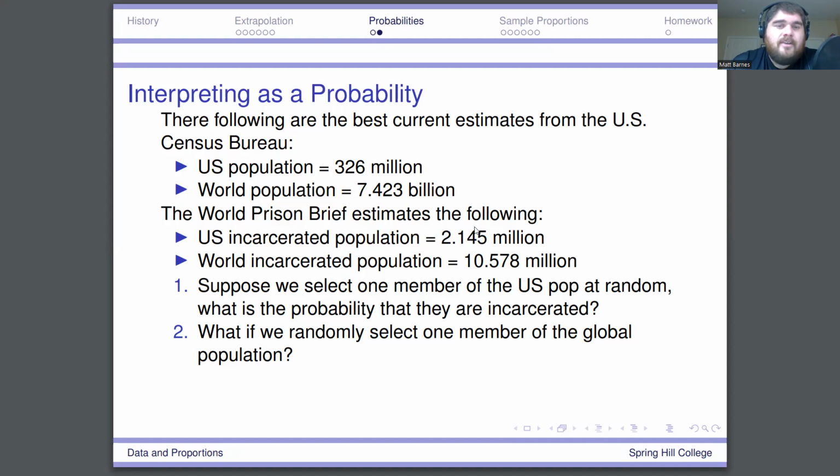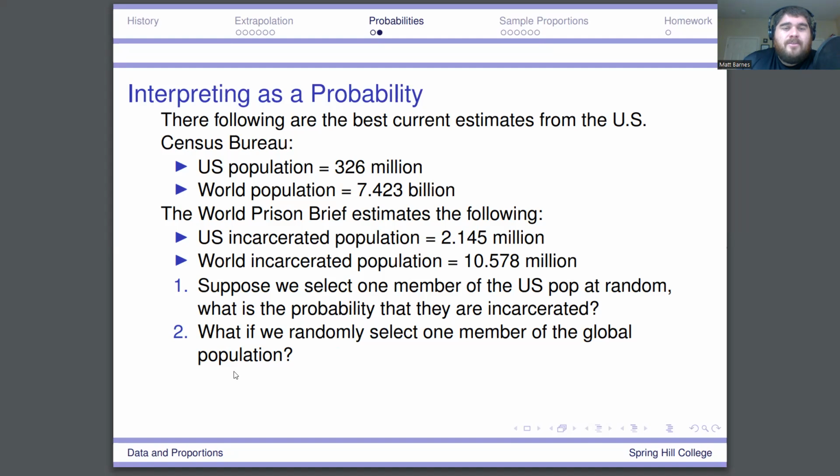So what we would do is we would say, okay, well, there's 2.145 million people in the US that are incarcerated. And our US population at the time was 326 million. So what I'm going to do is I'm going to take this number, 2.145 million, and put it over 326 million. So this will be the top of my fraction, 2.145. The bottom of my fraction will be 326, right? And that will give us our proportion in, well, the units don't matter at that point. They're both millions, so we're good to go there. So that will give us our proportion straight away, right?